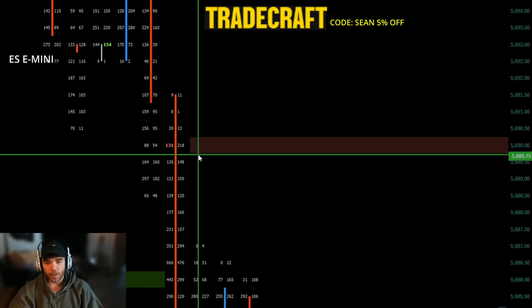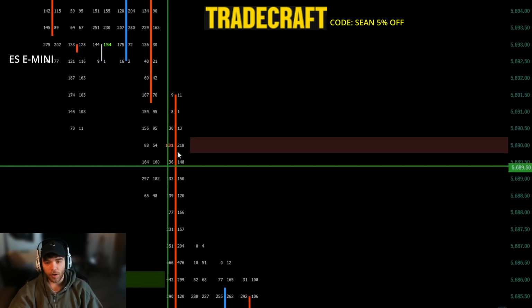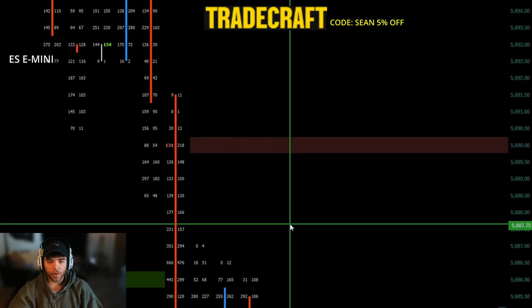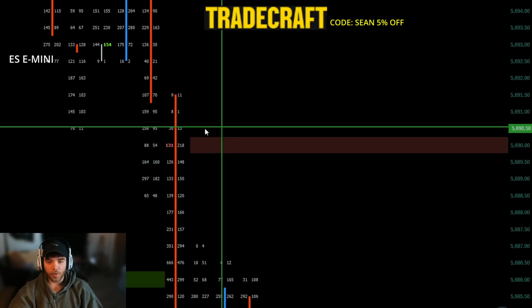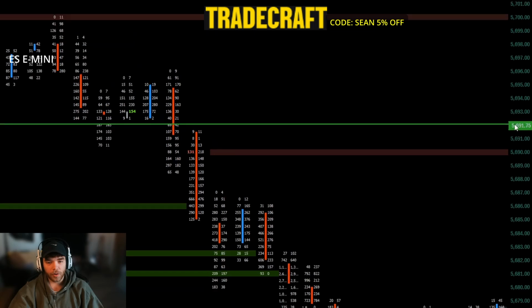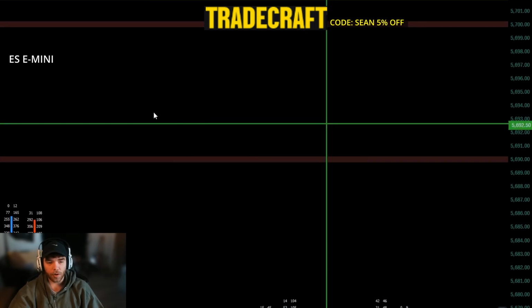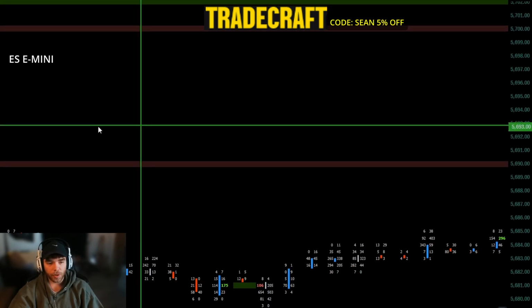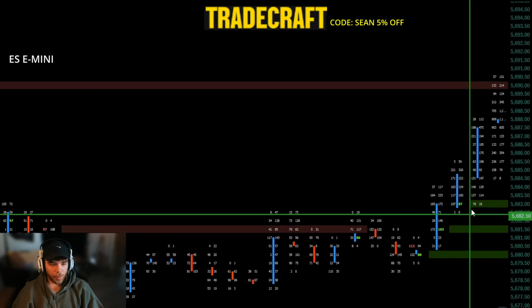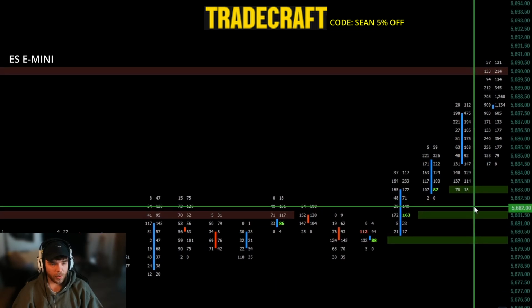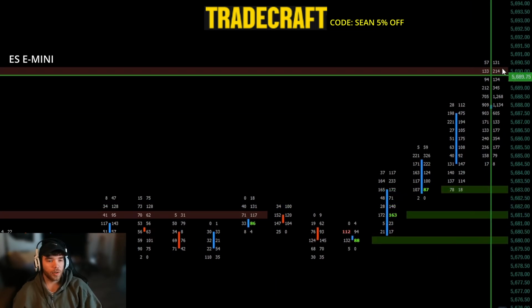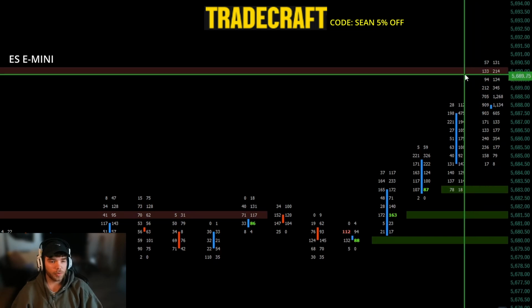So 13 willing to lift offer and 131 willing to sell at bid. So very aggressive downward movement. Okay, and we're back where we were. So that took a lot longer than I anticipated. It was like 2 days ago that that imbalance was formed.